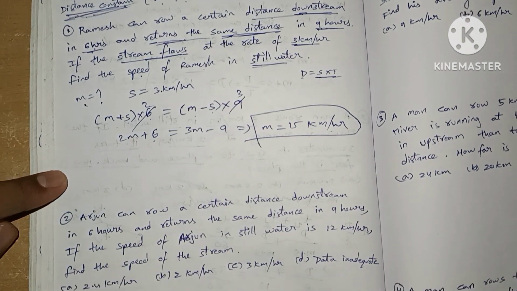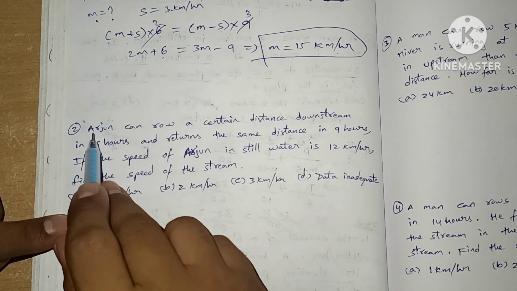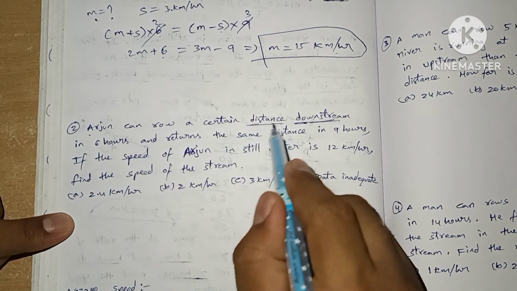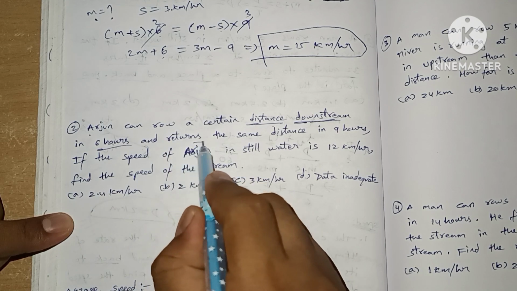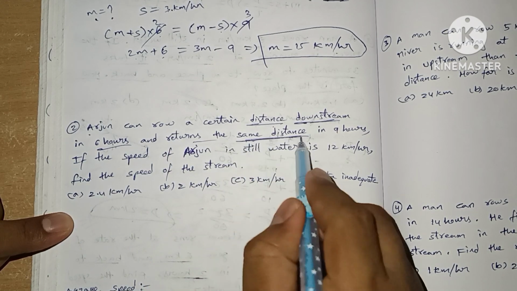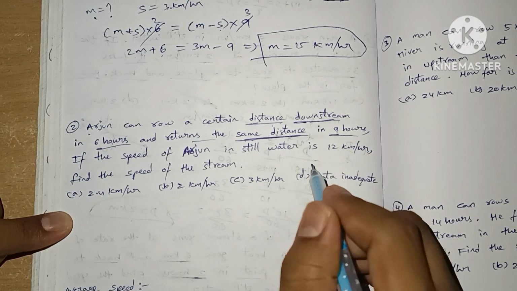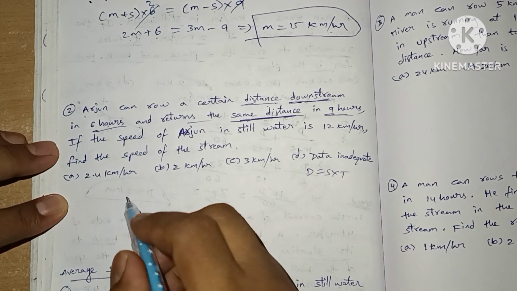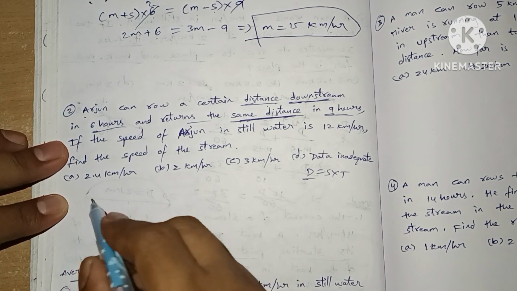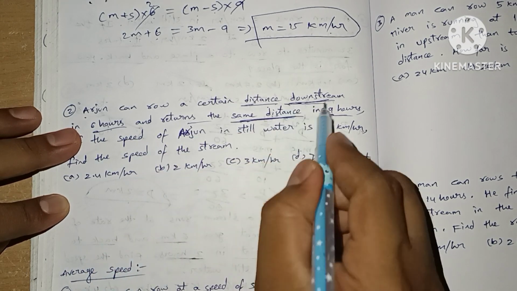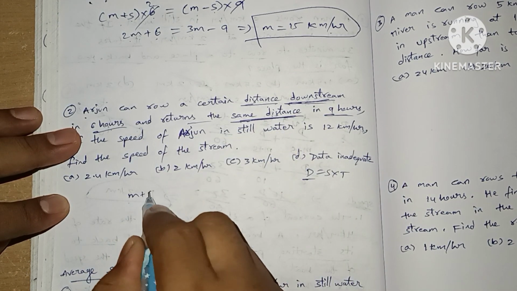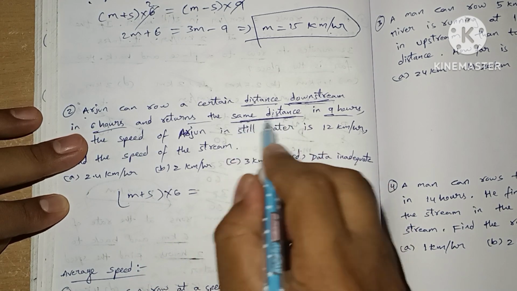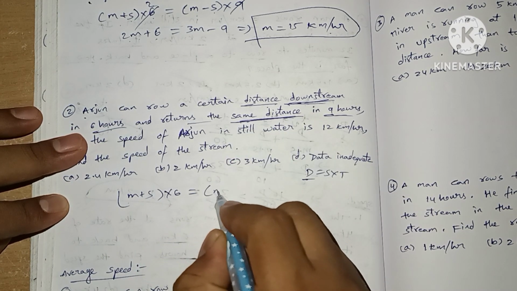So let's see the second question. Arjun can row a certain distance downstream in 6 hours and returns the same distance in 9 hours. So we are doing the same, D equals speed into time. We are equating distances. First, downstream, M plus S covers it in 6 hours. At another time, upstream, it covers it in 9 hours.